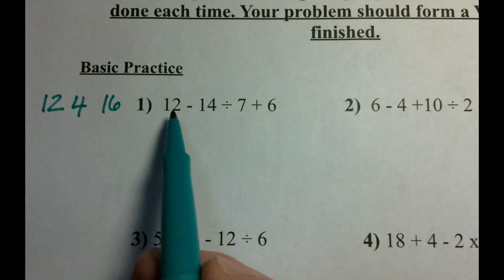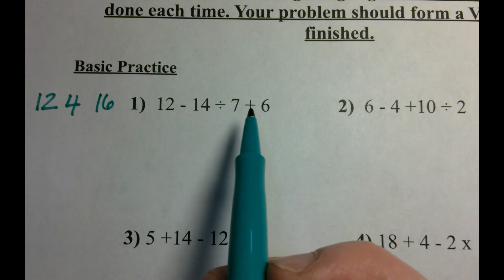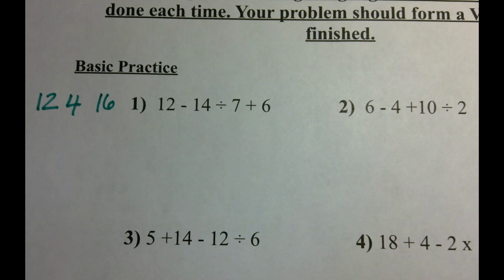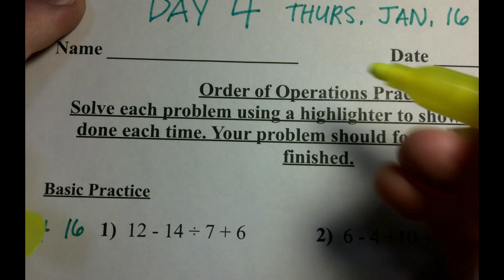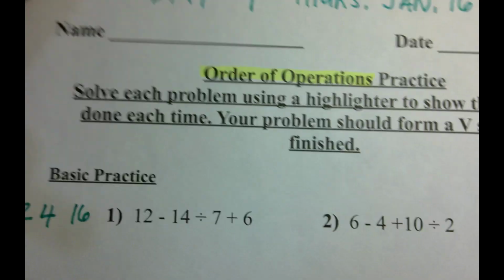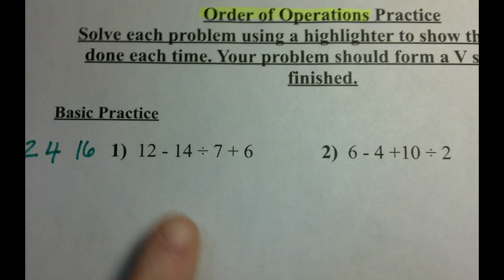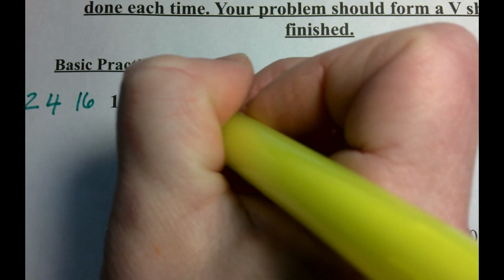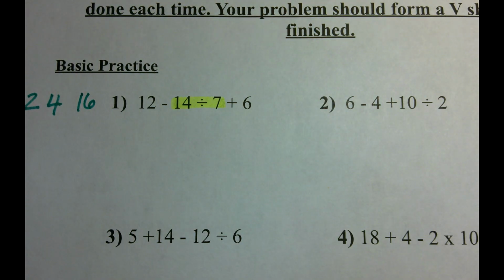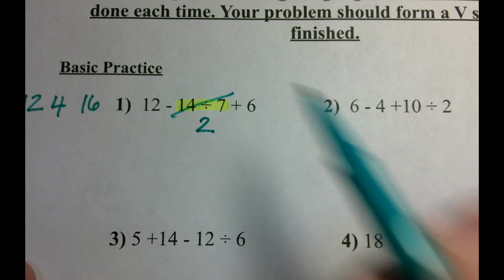So I have 12 minus 14 divided by 7 plus 6. Division first. Yes. We're using our order of operations, guys, which remember, there's a poster up at the front of the room. Our order of operations tells us that we do division first out of all of these. So we're going to do 14 divided by 7, which is what? 2. Awesome. I'm going to cross it off because I'm done with it.